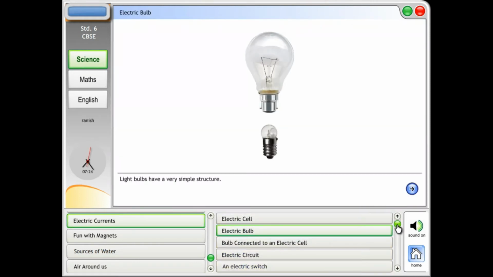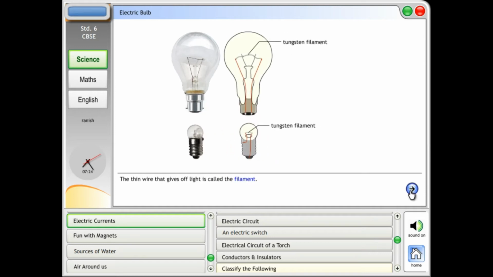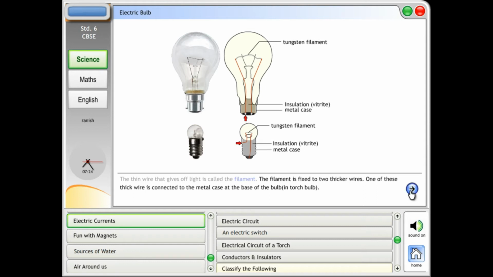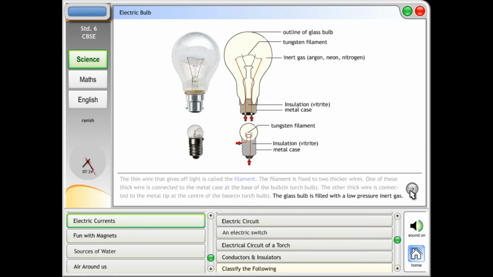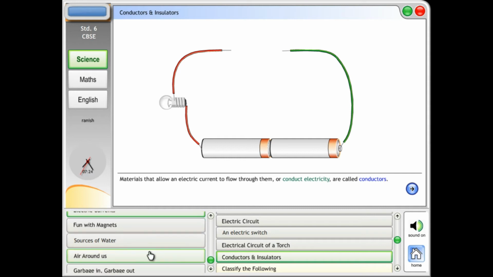Electric bulb. Light bulbs have a very simple structure. The thin wire that gives off light is called the filament. The filament is fixed to two thicker wires. One of these thick wires is connected to the metal case. The other thick wire is connected to the metal tip at the center of the base in a torch bulb. The glass bulb is filled with a low-pressure inert gas. Conductors and insulators. Materials that allow an electric current to flow through them are called conductors.